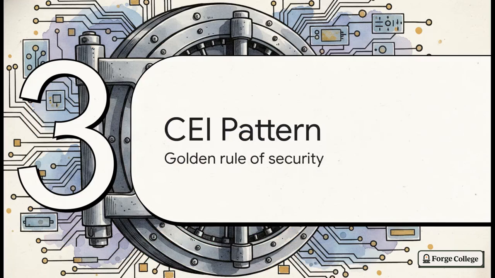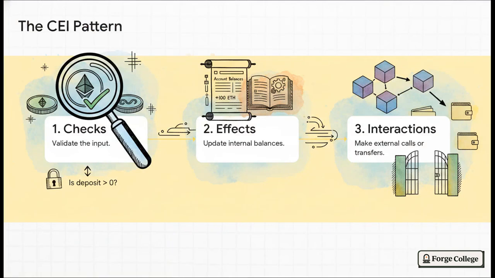Section 3. Checks, effects, interactions, the golden rule of vault security. So how do we engineer a foolproof standard operating procedure to prevent that smart contract amnesia?